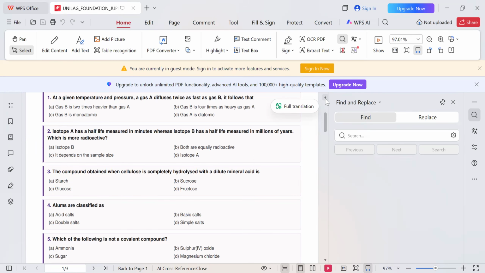So MB is equal to 4Ma. Number 2, we have isotope A, which has a half-life measured in minutes, whereas isotope B has a half-life measured in millions of years. Which is more radioactive?